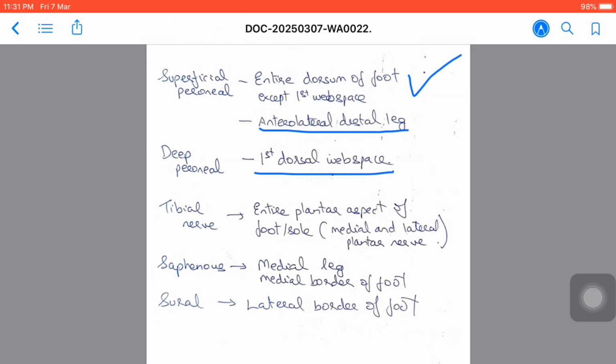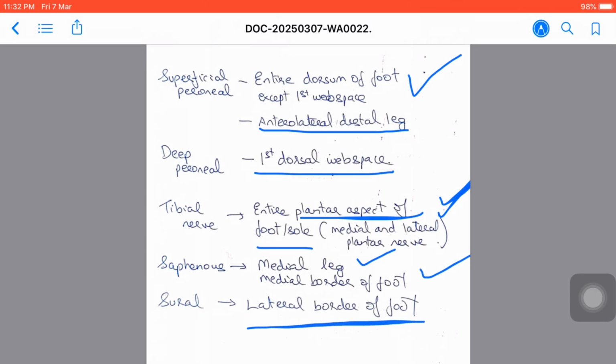Tibial nerve supplies the entire plantar aspect of foot and sole. So it divides into medial and lateral plantar nerve. Medial supplies medial 3.5, lateral supplies lateral 1.5 aspect of the plantar sole. Additionally, remember that saphenous nerve supplies the medial aspect of leg and medial border of foot, while sural nerve supplies the lateral border of foot.